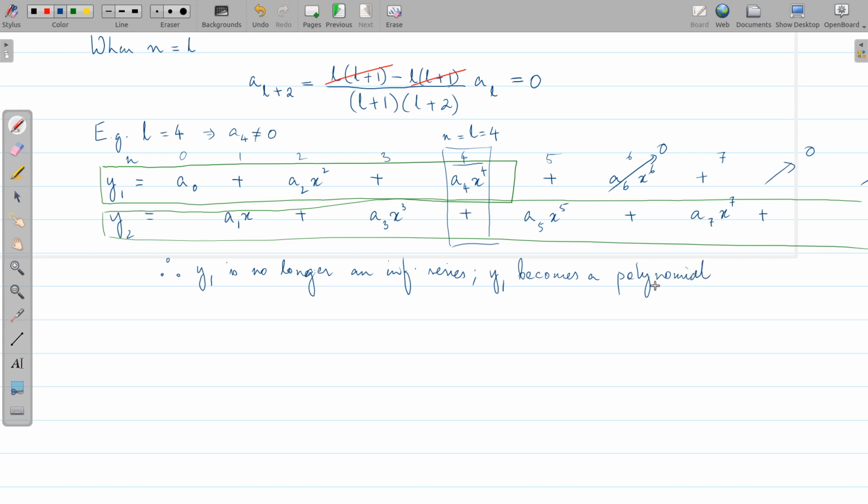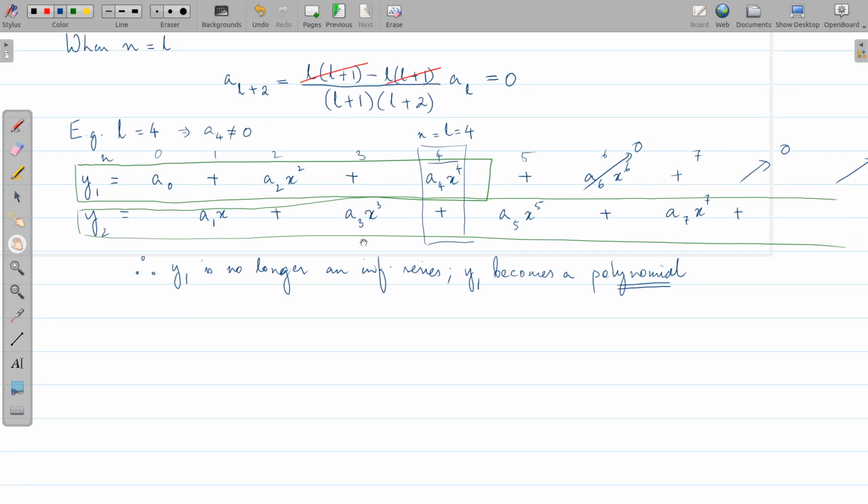Do you agree? It becomes a polynomial. What is a polynomial? Definition of a polynomial: an expression which contains powers of x, right? And whichever is the highest power of x, that becomes the degree of the polynomial. It has to contain a finite number of terms, and these terms are powers of x. Earlier y1 was an infinite series, so it was not a polynomial. But the moment L takes integer values, y1 is no longer an infinite series, it becomes a polynomial. Is this understood? Is this clear?